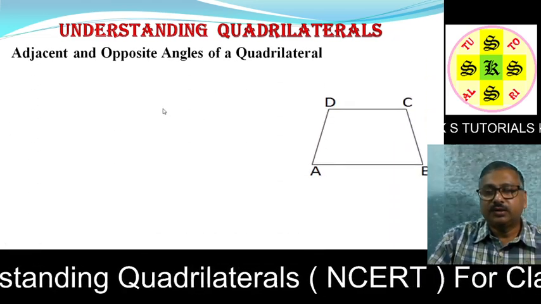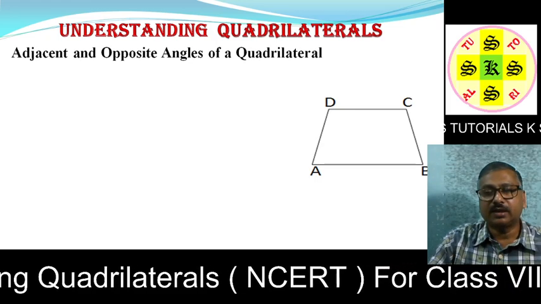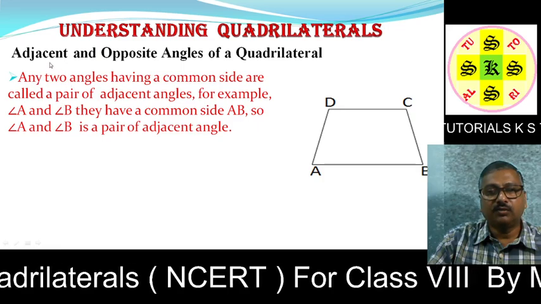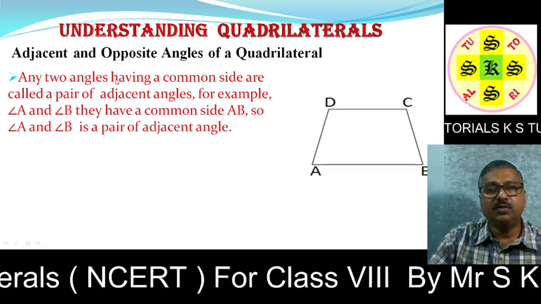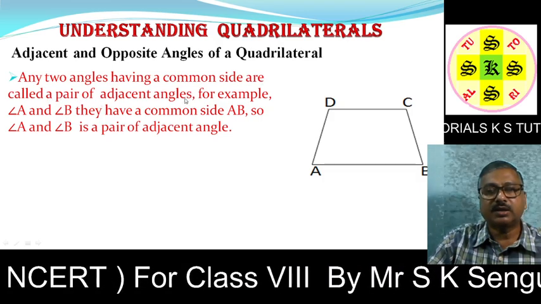Now we have three components: vertex, sides, and angles. Now we will discuss adjacent and opposite angles of a quadrilateral. Any two angles having a common side are called a pair of adjacent angles.